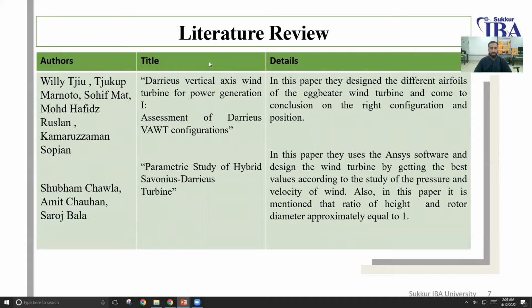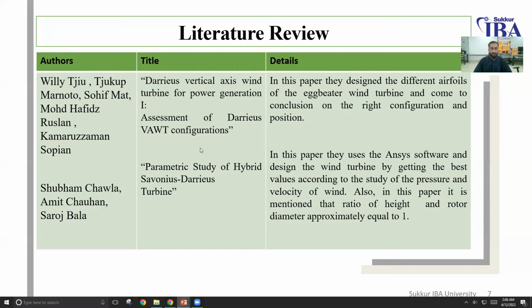So after that, we have the literature review. We studied different research papers. The first one is titled Darrieus vertical axis wind turbine for power generation, assessment of various VAWT configurations. In this research paper, they designed different airfoils of the egg beater wind turbine and came to a conclusion on the right configuration and position.